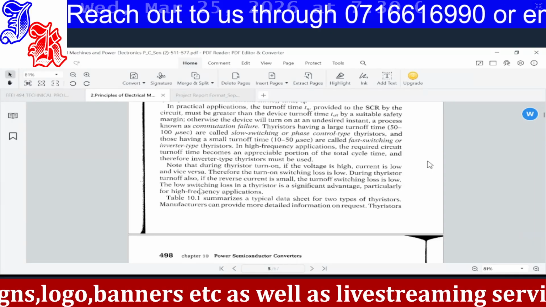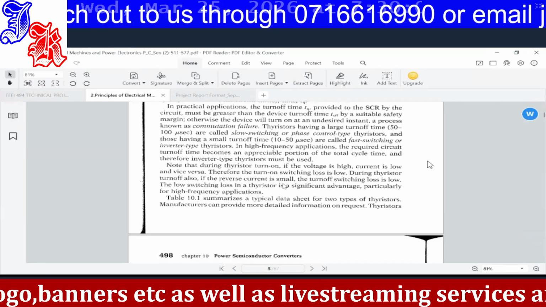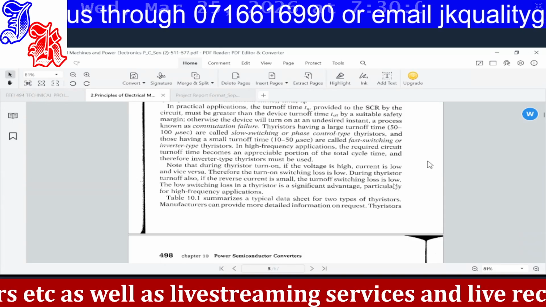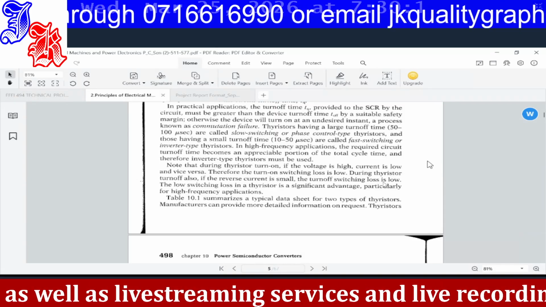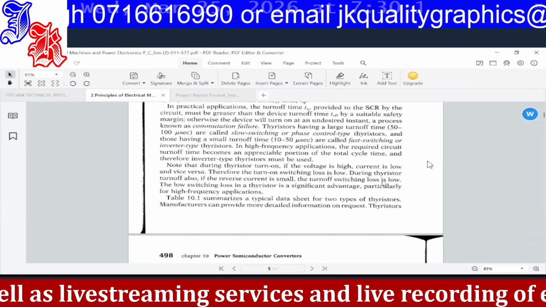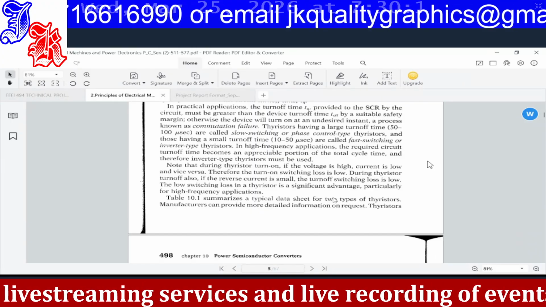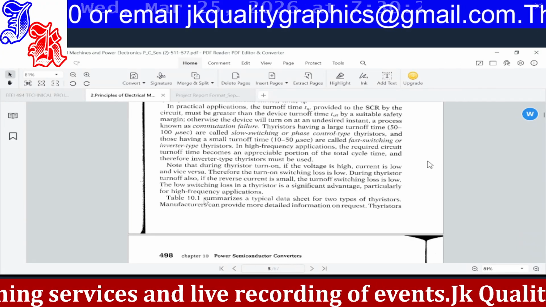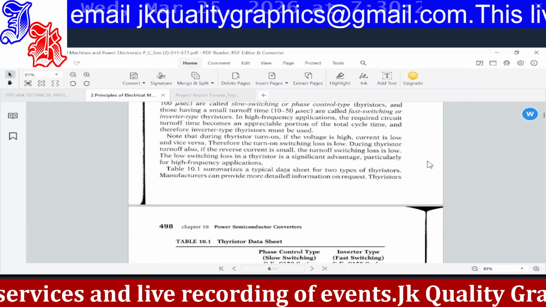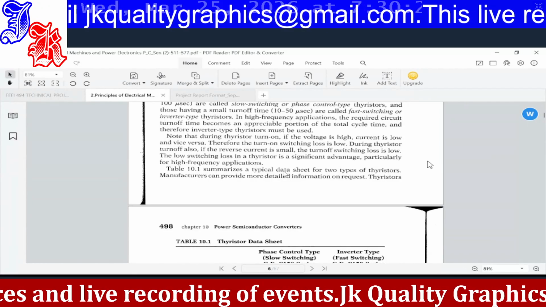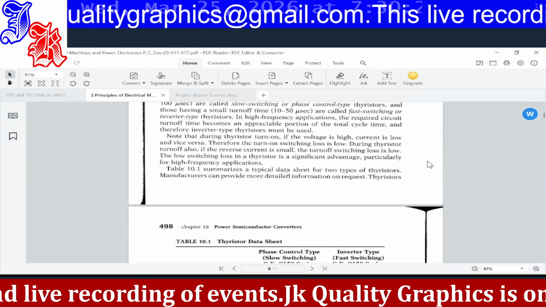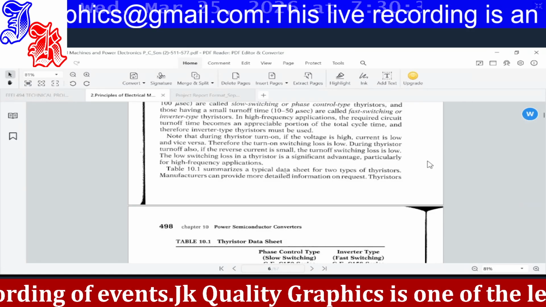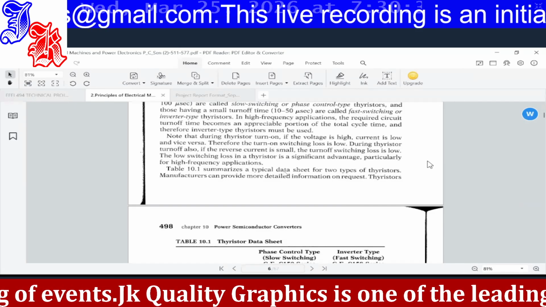So during thyristor turn off, if the reverse current is small, the turn off switching loss is low. Again, when we are switching off, the current also reduces, ensuring the switching off losses are low. The low switching loss in a thyristor is a significant advantage, particularly for high frequency applications where we need to keep it on, off, on, off. So it ensures we have very low losses, or the efficiency is quite high.